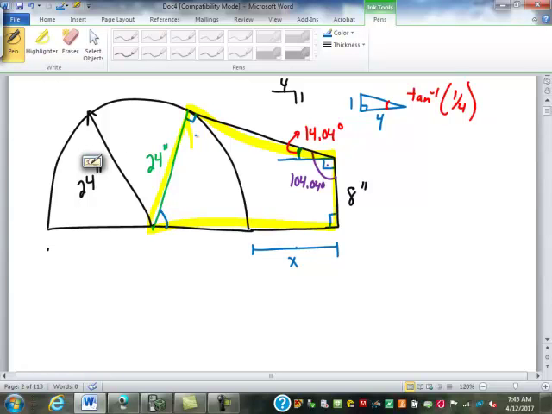360. So I know 3 out of the 4 angles. I have 90, 90, and 104.04. So this one here has to be 75.96 degrees to add up to the 360.